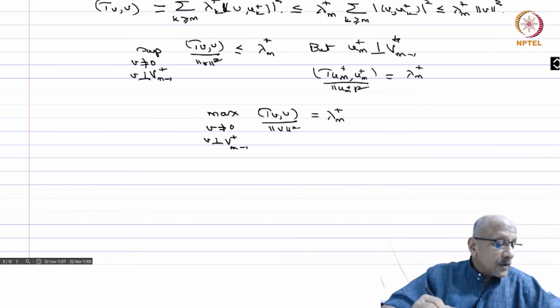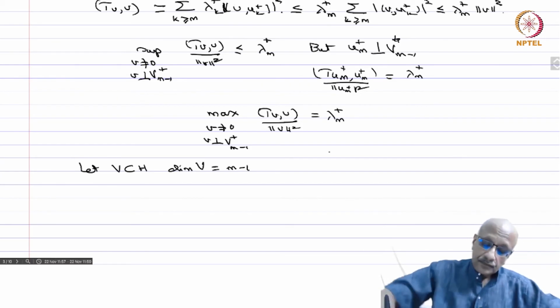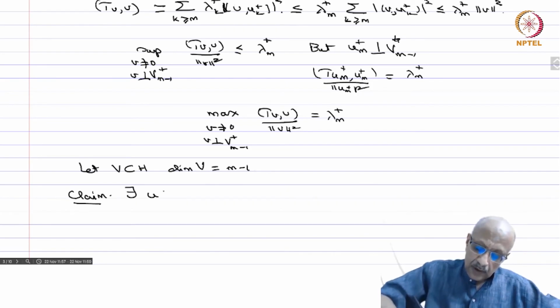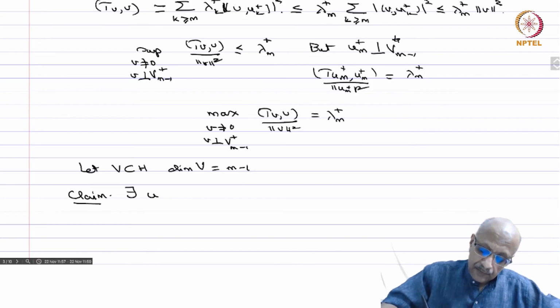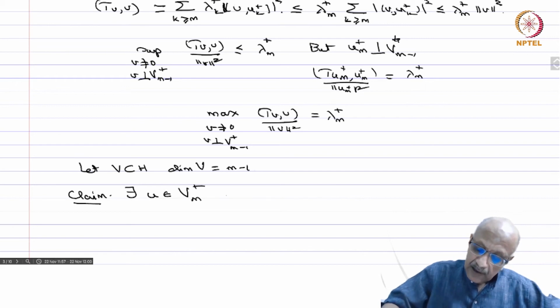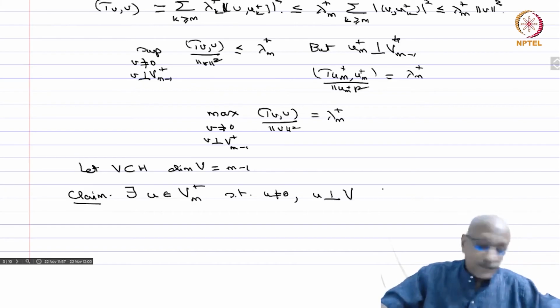So now for the third one. Let V be contained in H, dimension of V equals m minus 1. Then claim: there exists a u belonging to V_m^+ such that u is not equal to 0 and u is orthogonal to V.